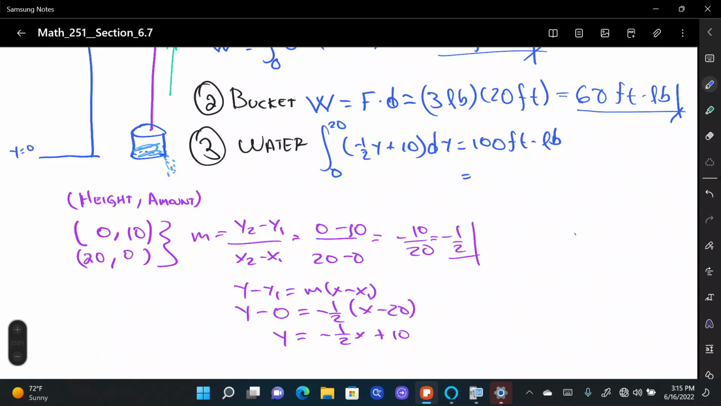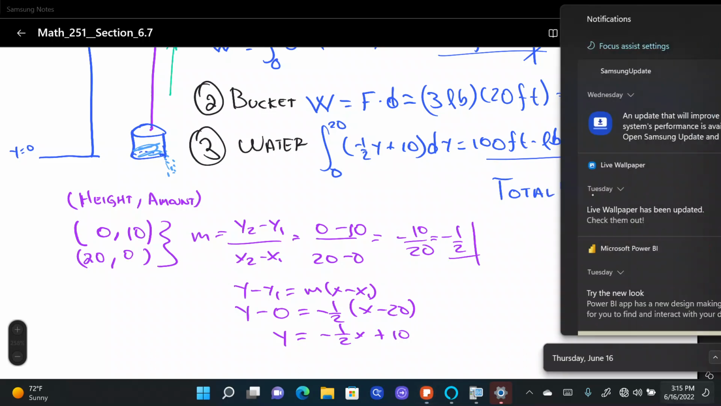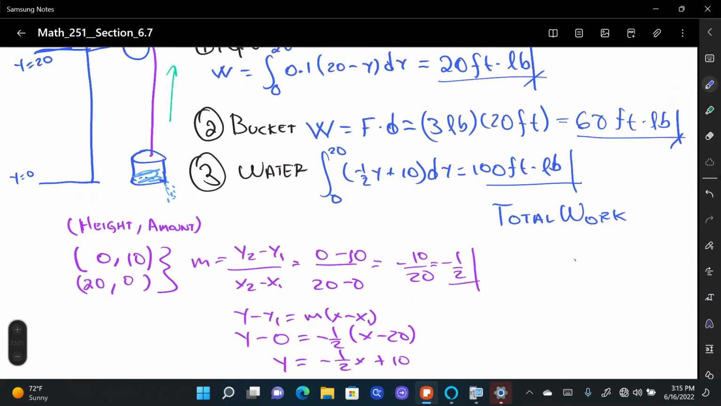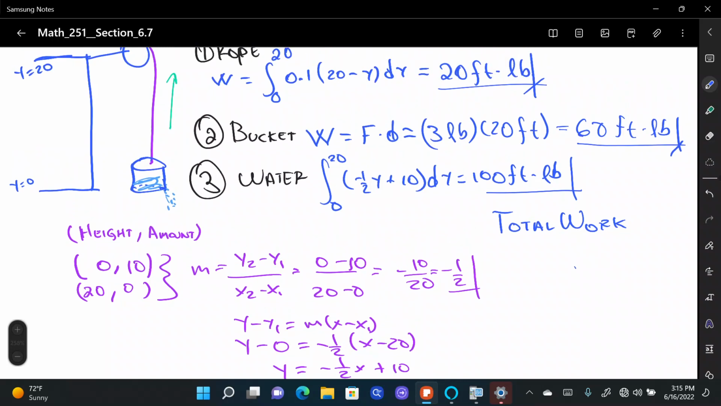Okay, so now that we got the work for the 3 parts of the problem, we're good to go and find the total work by adding the 3 values that we just obtained. 20 plus 60 plus 100, isn't that 180? Okay.